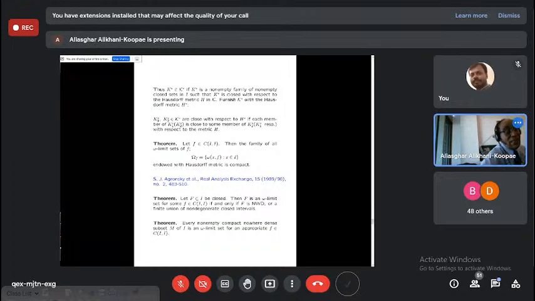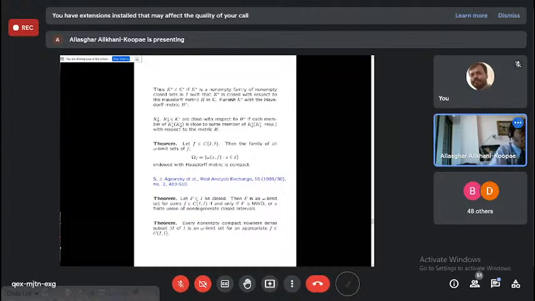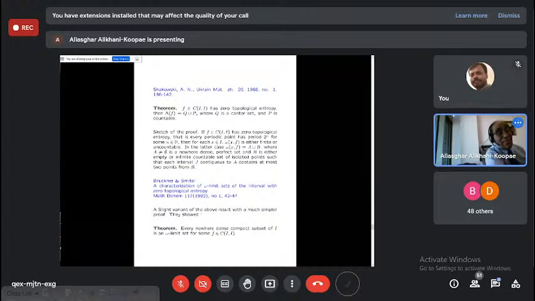Agronsky, Bruckner, Ceder, and Peterson, in the journal Real Analysis Exchange, were concerned with what sorts of sets become attractors for continuous self-maps of the interval. They show that if F is closed, then F is an omega limit set for some continuous self-map of the interval if F is nowhere dense, or F is a finite union of non-degenerate closed intervals. So in order to have that, it should have those two forms. And every non-empty compact nowhere dense subset M of I can be the omega limit set of some continuous self-map of the interval.